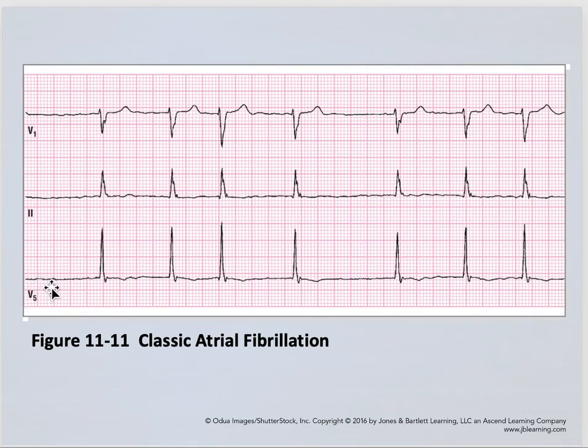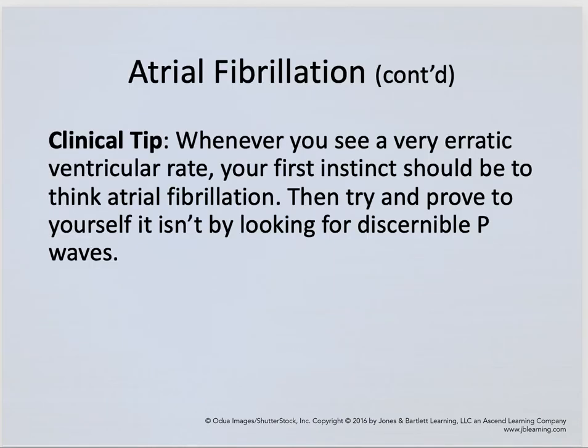You see that it's chaotic, not just a flat line, and you see no P wave. Again, kind of strange looking, not really a flat line, no P wave. So we see no P wave. We see an irregular R to R interval. And again, it's just quivering. The atrium is just quivering.